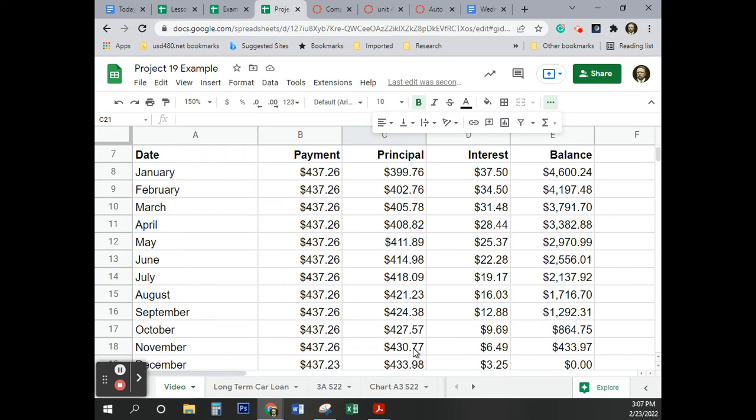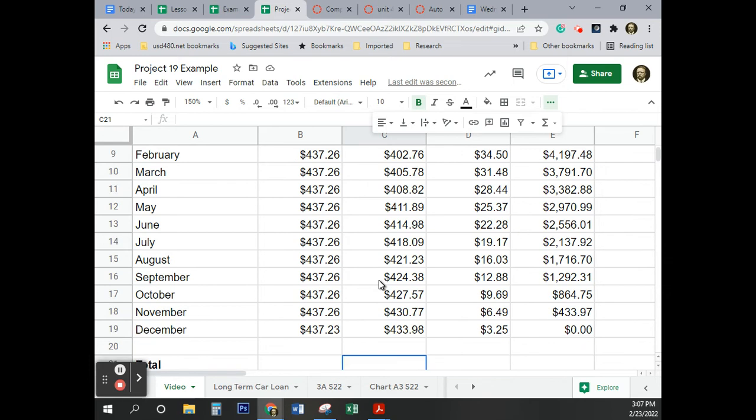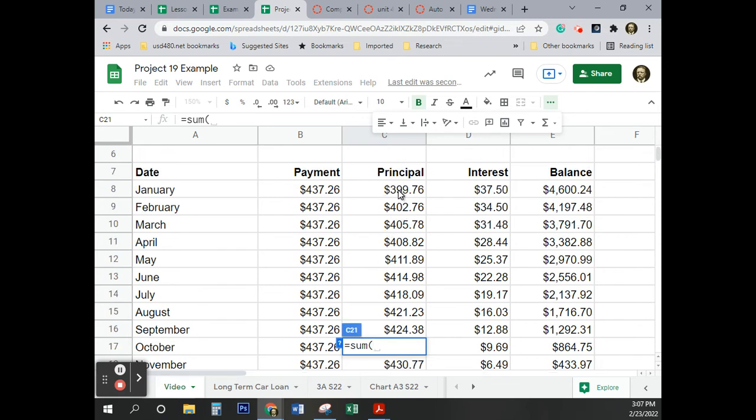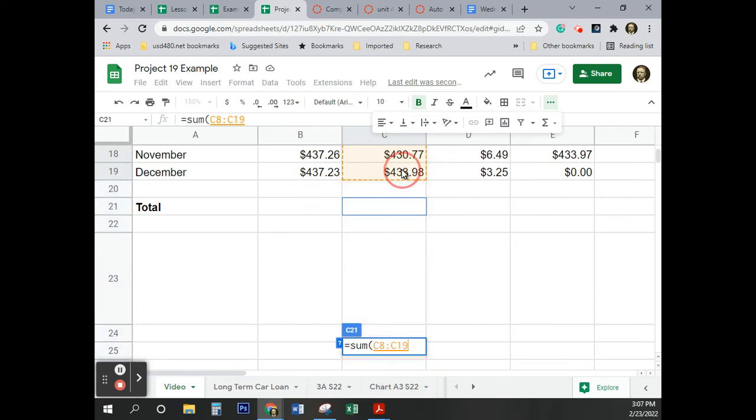I think you already heard the word I'm going to use. I'm going to type in equals SUM, S-U-M, open parenthesis. I'm going to come up here, and I'm going to press and hold the left mouse button down on that cell right there, and I'm just going to pull down until I'm at cell C18.